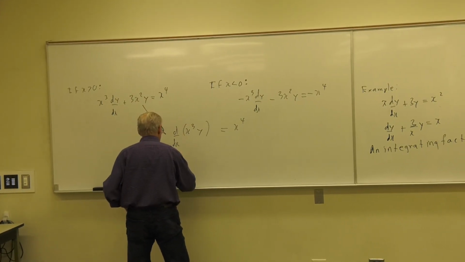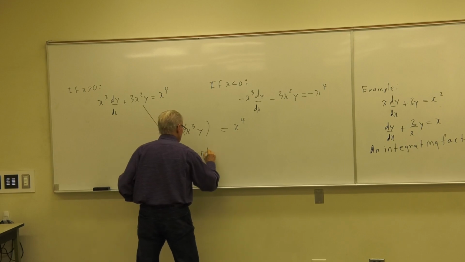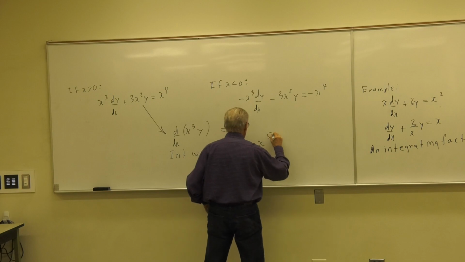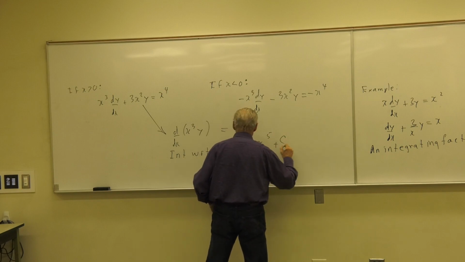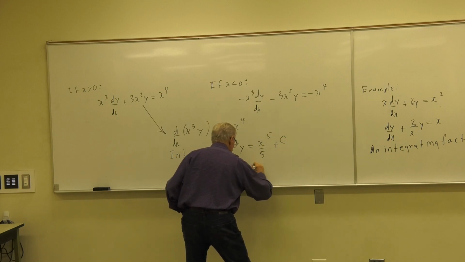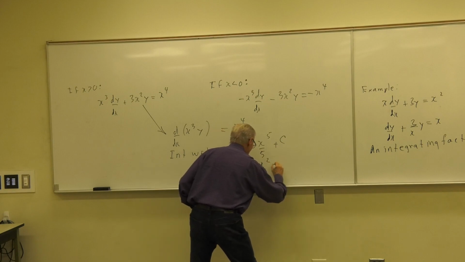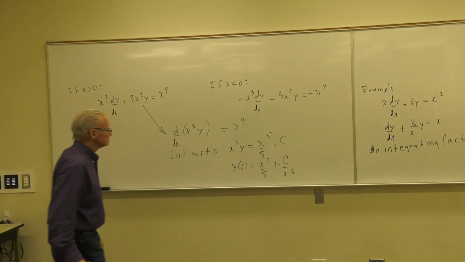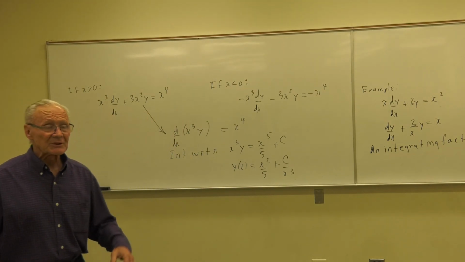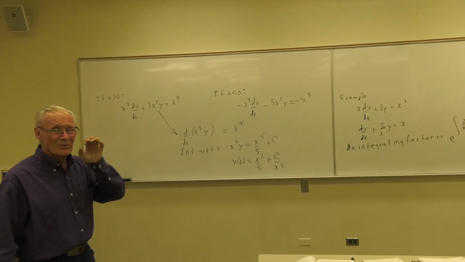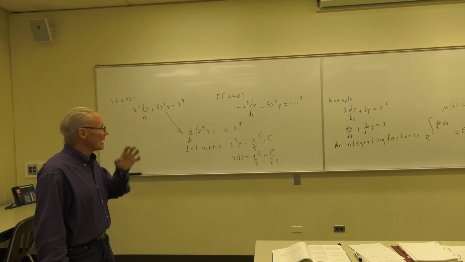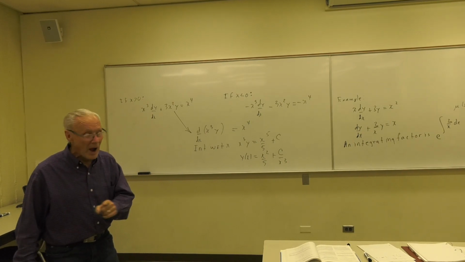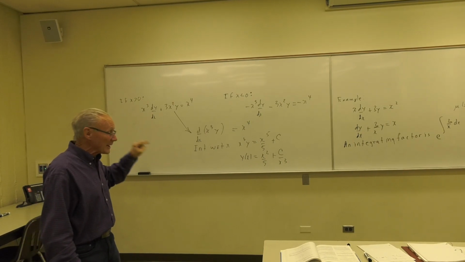So we integrate with respect to x, and we get x cubed y is equal to x to the 5th over 5 plus c, and therefore y of x is equal to x squared over 5 plus c over x cubed. And there's our one parameter family of solutions. Is it general? You don't know. I do know that that's general.